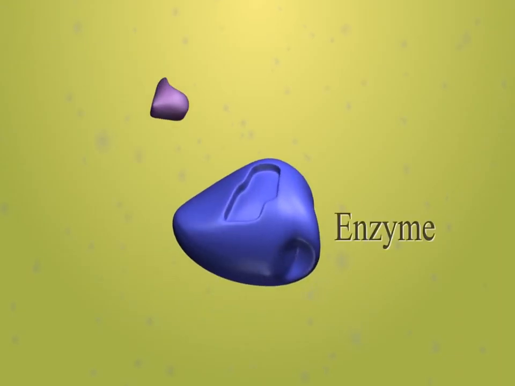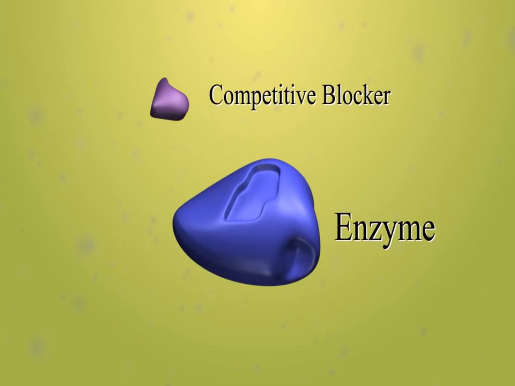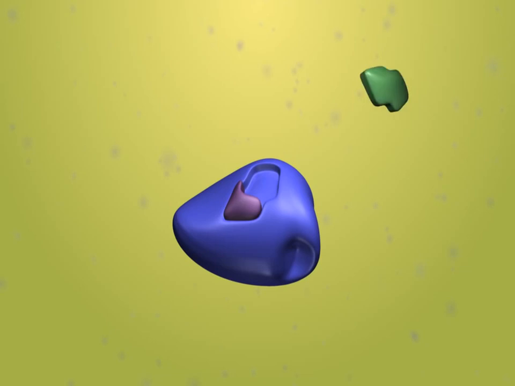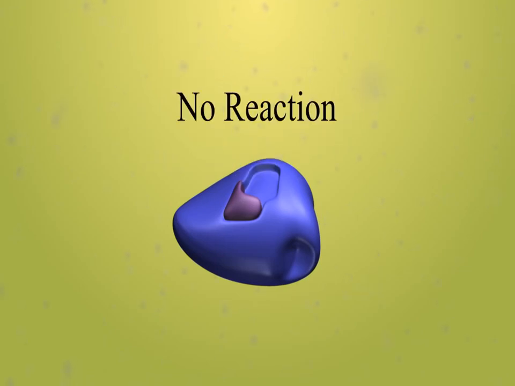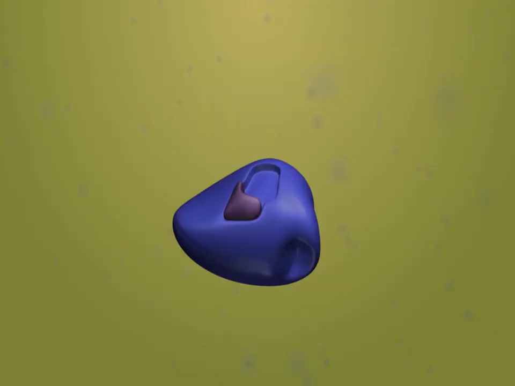Competitive inhibition occurs when an enzyme encounters a blocker, which mimics the properties of the substrate and binds to the enzyme's active site. Thus, when the substrate is encountered, the active site is not available for attachment and no reaction will occur.